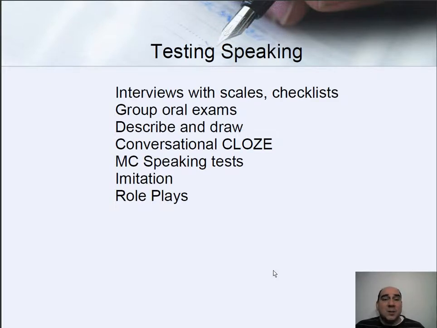With regard to testing speaking, one of the best ways to do this is with interviews. And obviously you need to have certain guidelines when you're doing an interview so that you're actually testing measurable elements, and it's probably good to have a checklist so they can check off, yes, they can do this or they can do that. Some people like to do group oral exams where people are asking each other questions, people are interacting with each other, and you can score elements off of that.